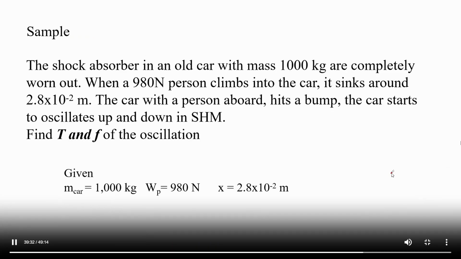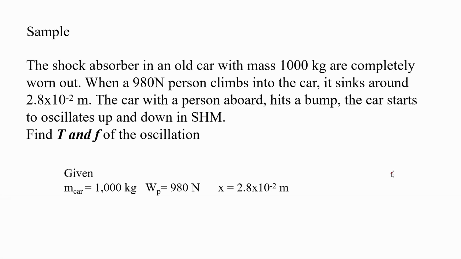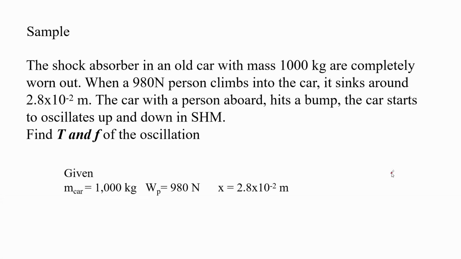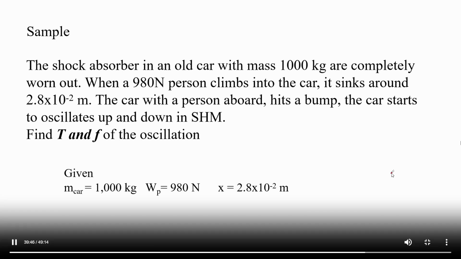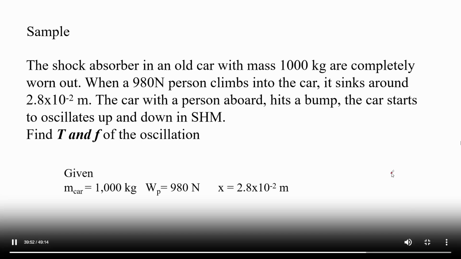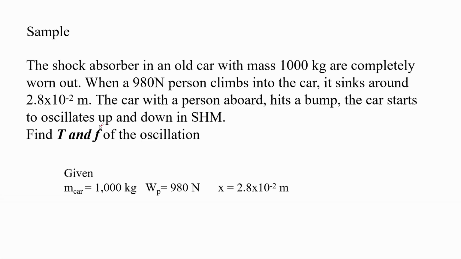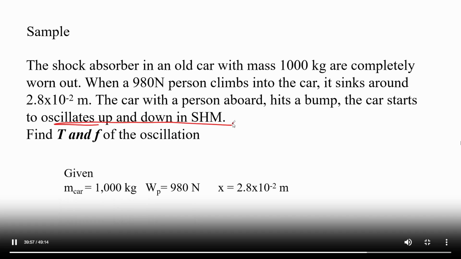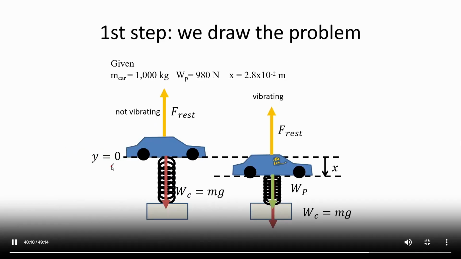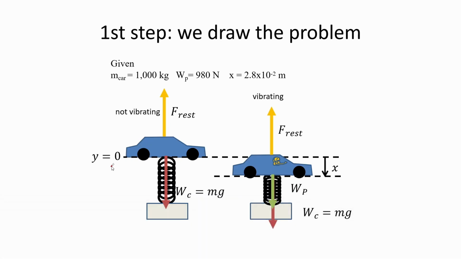Okay, let's look at an example to help. You have a shock absorber in an old car with a mass of 1,000 kilograms that is completely worn out. When a 980 newton person climbs into the car, it sinks around 2.8 times 10 to the minus 2 meter. The car with the person aboard hits a bump. The car starts to oscillate up and down. So find the period and frequency. Of course, frequency has an inverse relationship with the period. But let's go. So this is unoscillated, so y is equal to 0.